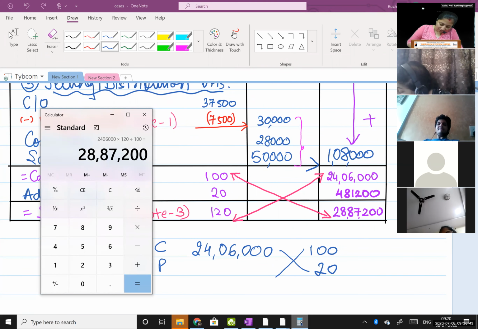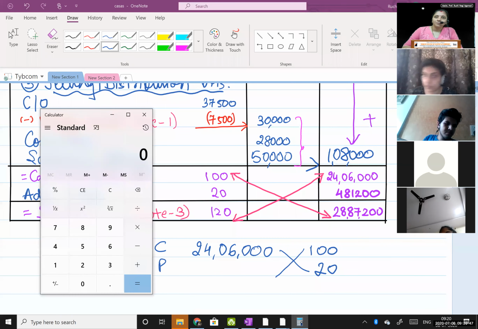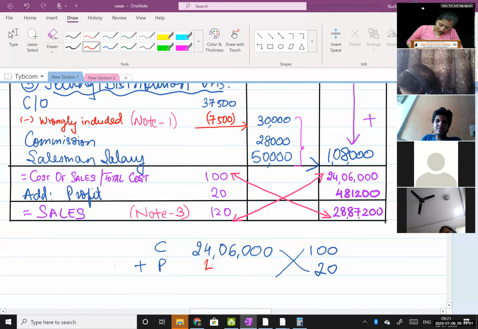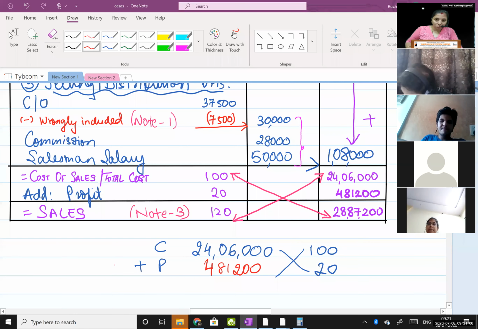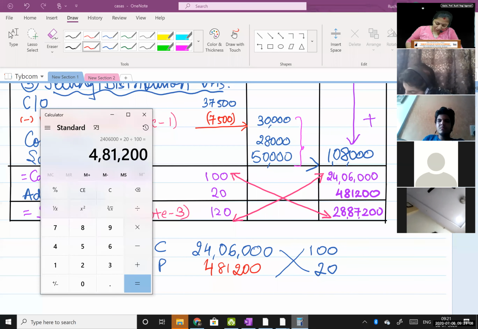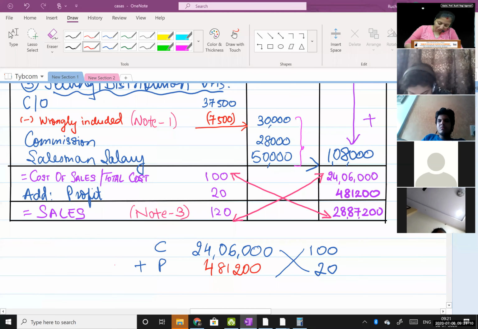So 20, 24 lakh 6,000 into 20 divided by 100. See the answer, 4 lakh 81,200. So understood how to do cross multiplication. You don't have to write all these steps in the exam. You can directly do it the way I have done it in the cost statement, where I've shown a cross multiplication sign with arrows.